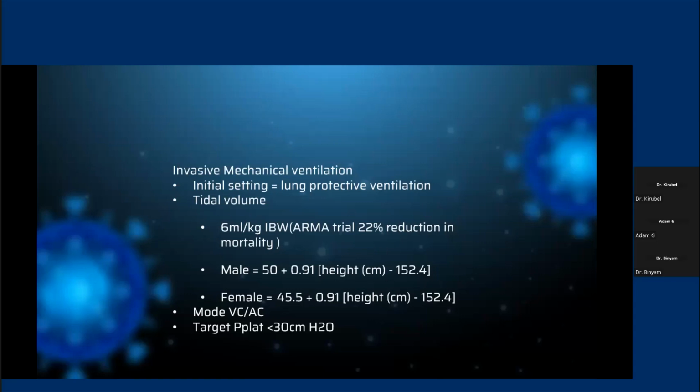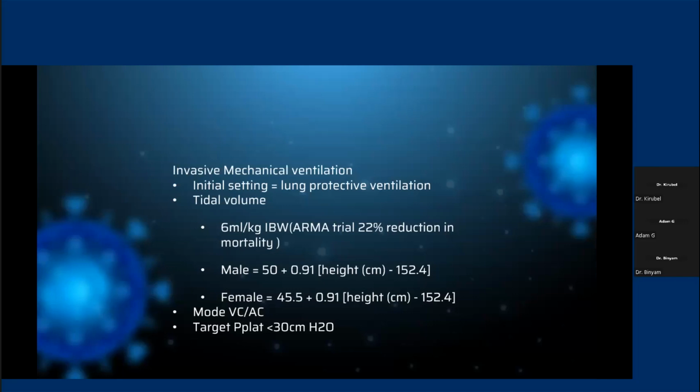Okay. How to estimate the ideal body weight? As you know, whether the person is fat or thin, the lung volume, the chest cavity stays the same. So using the measured body weight to set the tidal volume is very dangerous, so you have to use this formula or use ideal body weight.